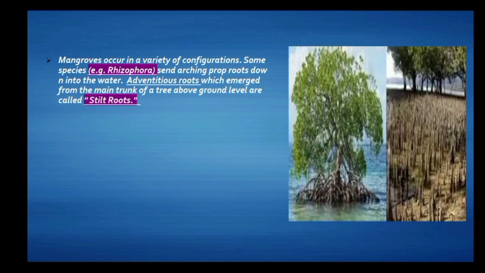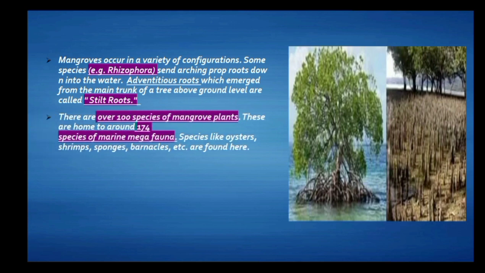Mangroves occur in a variety of configurations. Some species, for example Rhizophora, send arching prop roots down into the water. Adventitious roots which emerge from the main trunk of a tree above ground level are called stilt roots. There are over 100 species of mangrove plants. These are home to around 174 species of marine megafauna. Species like oysters, shrimp, sponges, barnacles, etc. are found here.